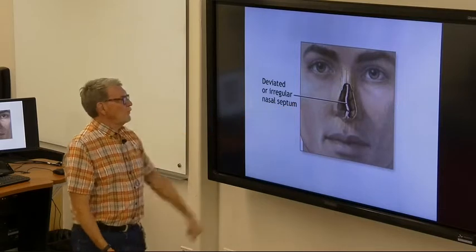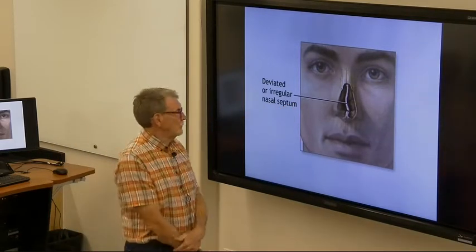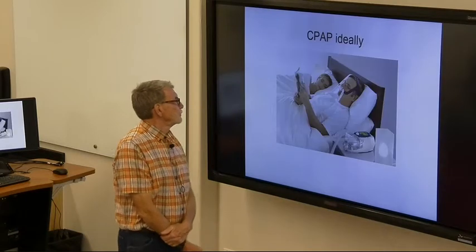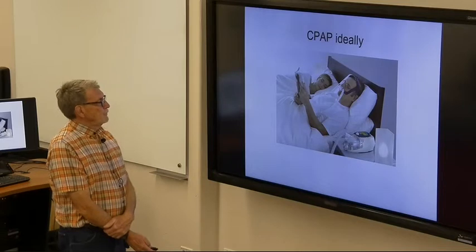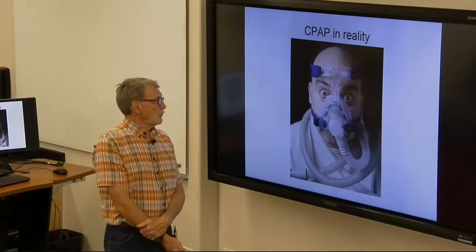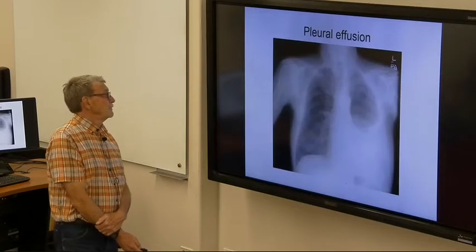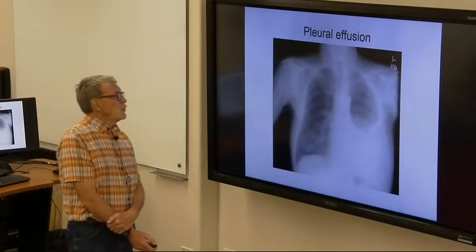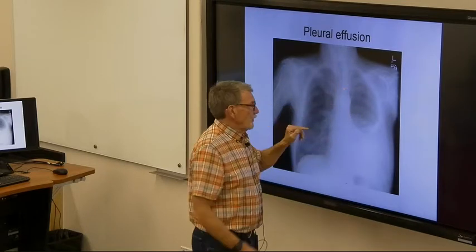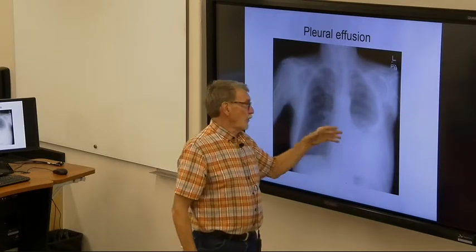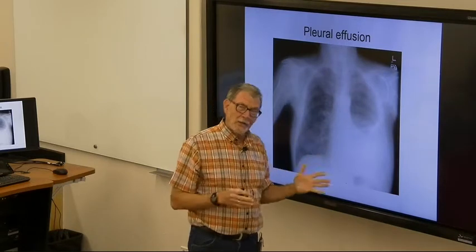Deviated septum would need to receive a septoplasty, repair. Ideal CPAP, real CPAP. Pleural effusion. So you're leaking a lot of fluid. You might wind up with a hydrothorax because the effusion is usually a clear liquid.